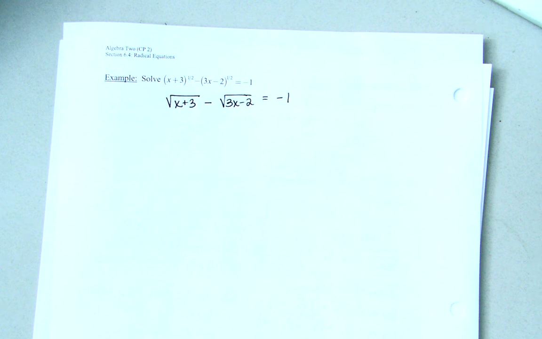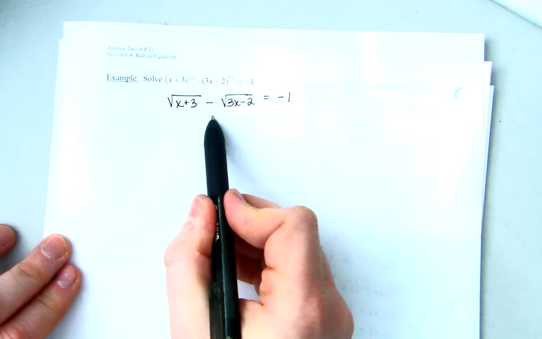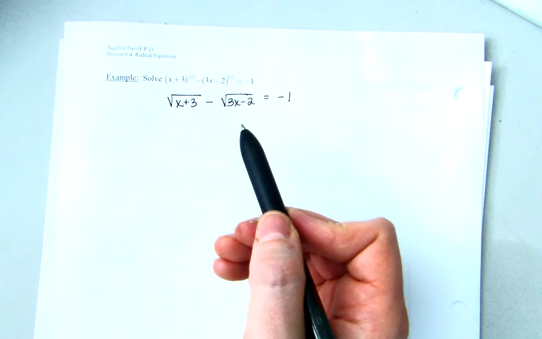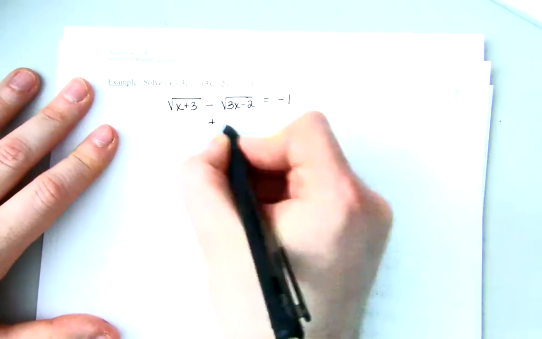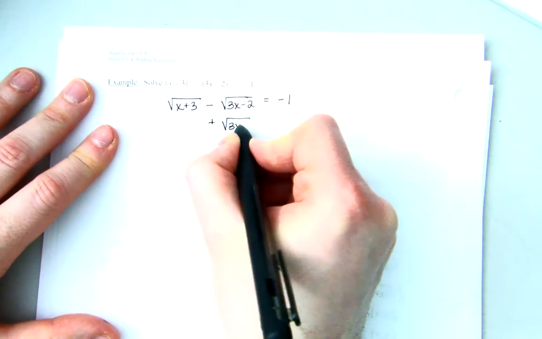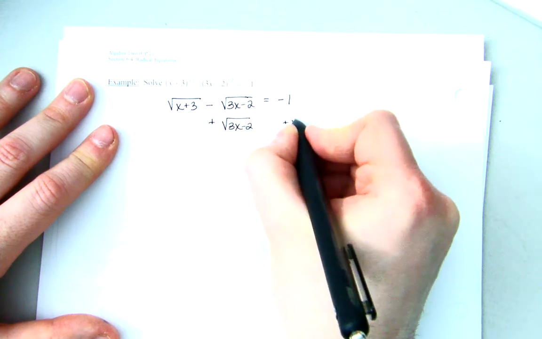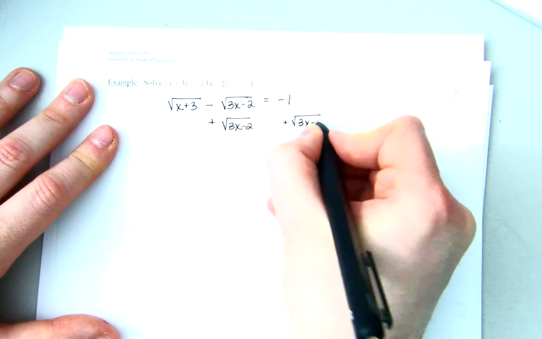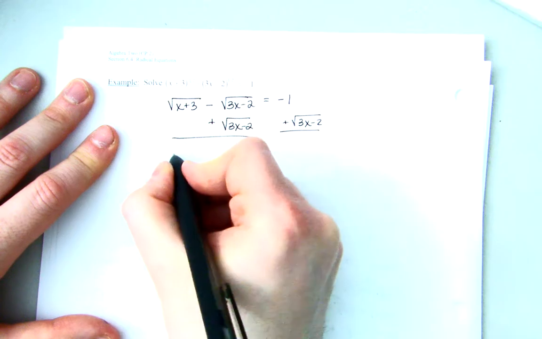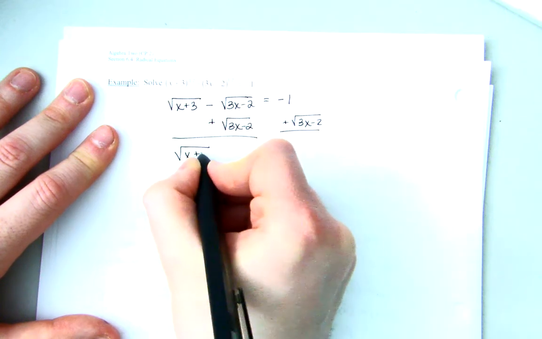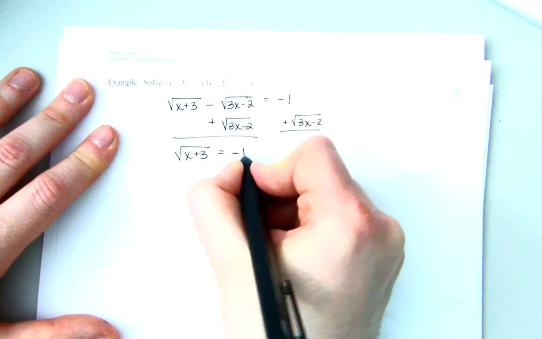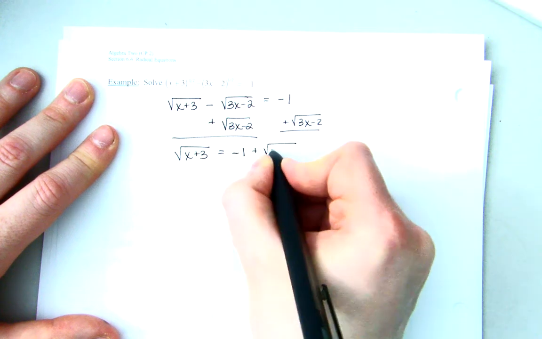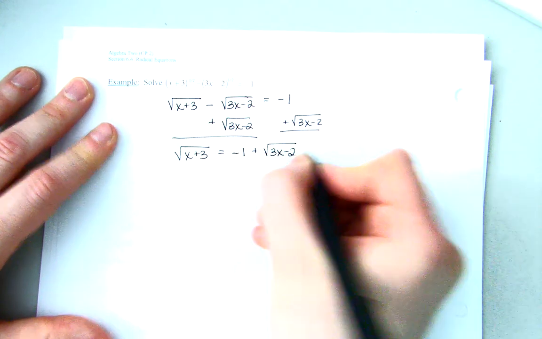Do what first? Which one do you want to move? Yeah, I would much rather get rid of the one that's being subtracted because then I don't have to deal with minus signs anywhere here. I'm going to go and add root 3x minus 2 to both sides. Root x plus 3 equals negative 1 plus root 3x minus 2. I guess you could put the root first. Doesn't really matter.